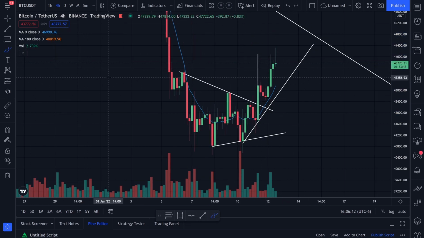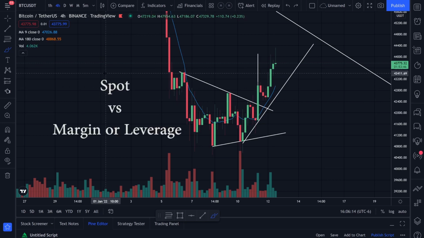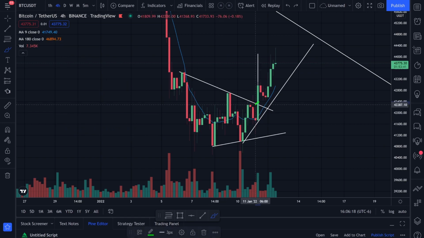Let's talk about spot versus margin real quick, and this ties in with what I was just talking about. If you're doing spot, then you're buying Bitcoin right here and holding it, and if you're holding it up here, then you could sell it up here and you made a profit. But with leverage, you're borrowing a certain amount of Bitcoin or whatever you're trading, until we get up here, and then you can sell it and make more money. You use less money, and you borrow more coins than the money you put in.